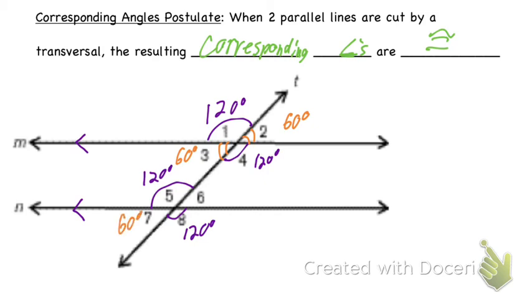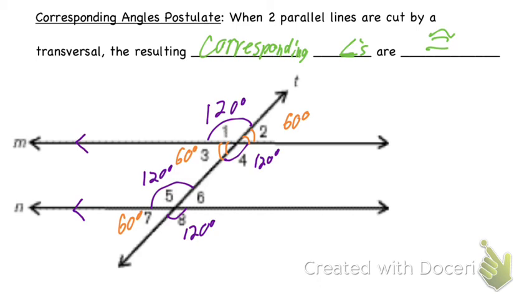Now, how else could we know angle 7? It's congruent to angle 3 because they're corresponding angles. How else could we know angle 7? It's a linear pair to angle 8. Very good, okay? Now, raise your hand if you can tell me another angle we could find.